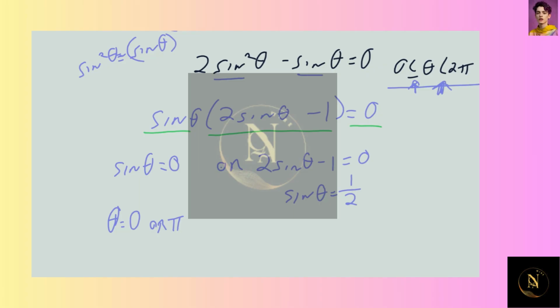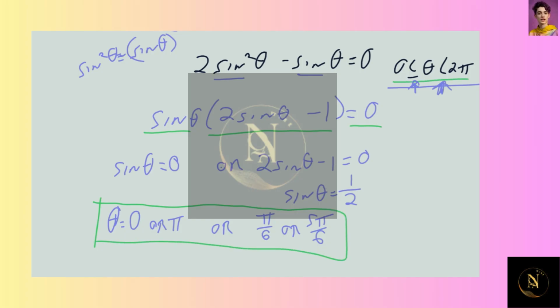And the sine of theta is a positive 1/2 when theta is pi over 6 or 5 pi over 6. Okay, so we have 4 solutions in 0 to 2 pi that make that equation true.